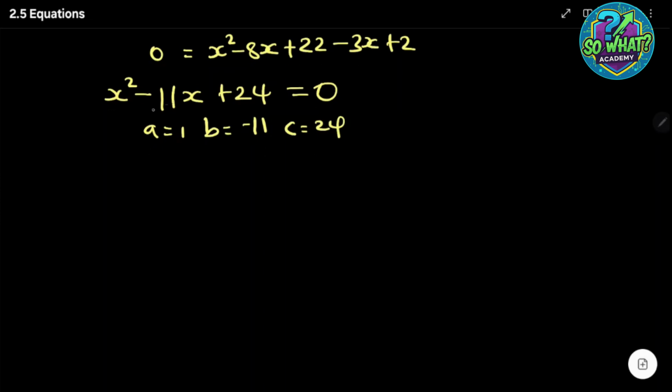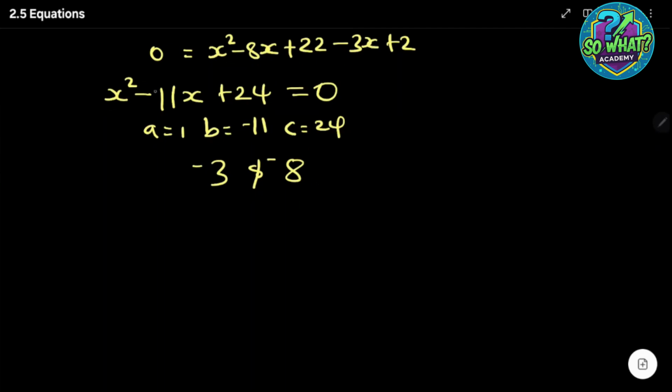When added, we get negative 11. When multiplied, we get 24. So we have to look for factors of 24: 1 and 24, 2 and 12, 3 and 8, 4 and 6. But I hope with 11, we have already seen that the answer is 3 and 8. Multiplied, get 24. Added, get negative 11. So since the adding gives negatives and the product gives a positive, it means two negatives are being multiplied. So it is negative 3 and negative 8.